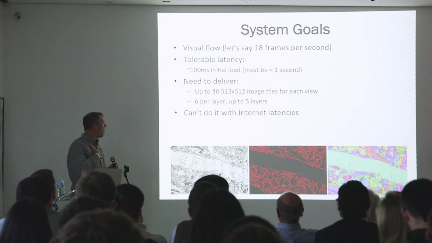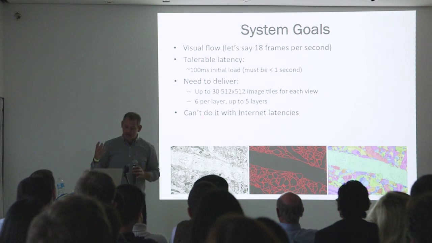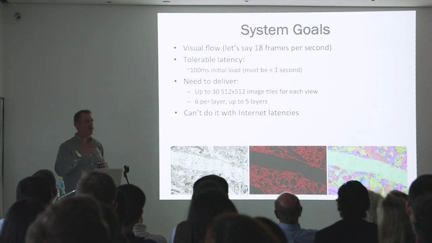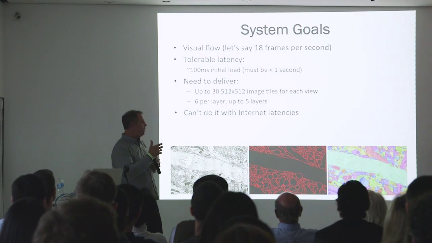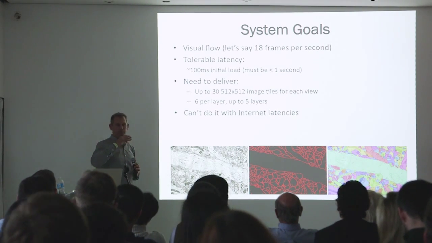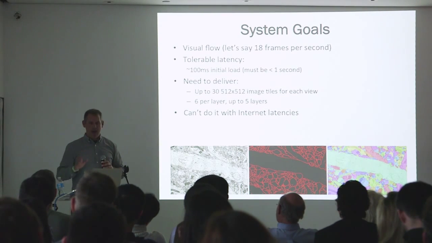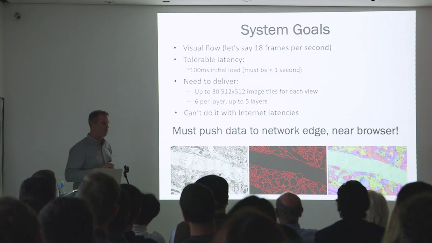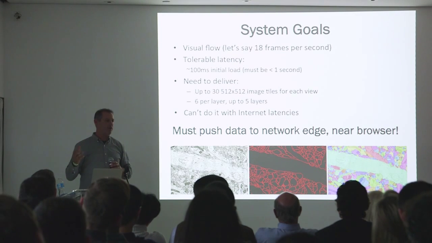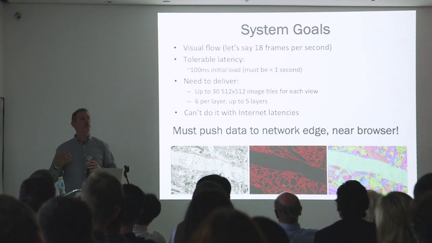And so for me now, this means I need to deliver something like 30 512 by 512 image tiles for each view, and this can be, because I have multiple layers, the layers are independent, I want to draw them over each other, and I can't do this at internet latencies. So if I try and plug the internet into the browser and put a web server on my server, I'm not having a good experience, or my users aren't having a good experience, which means I'm not having a good experience. So what we're going to try and do then, and this is now standard internet techniques, is to push that data to the network edge, move it near the browser.